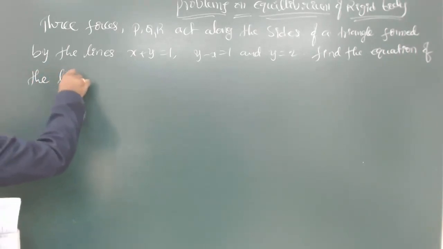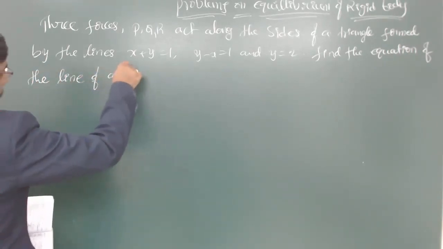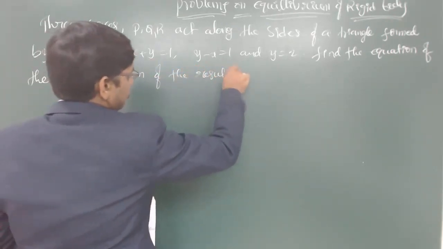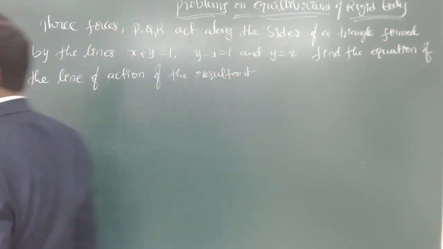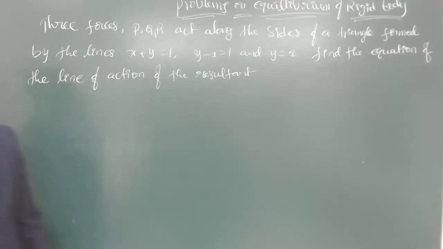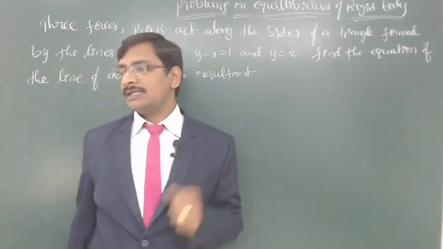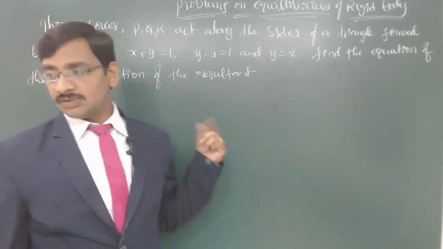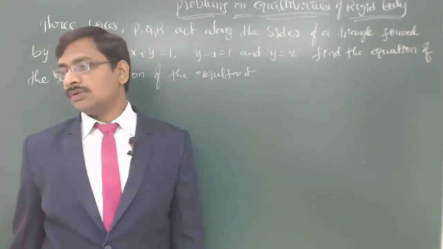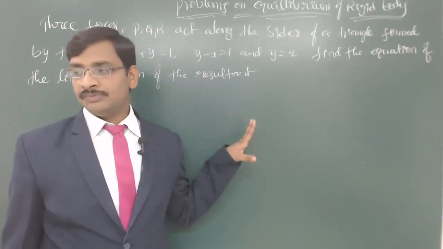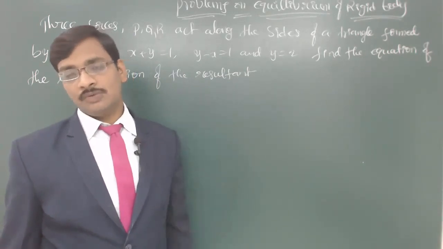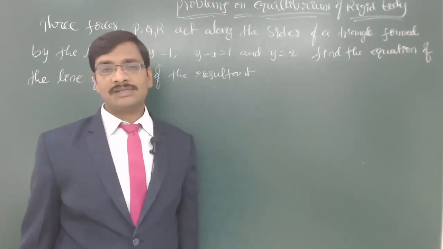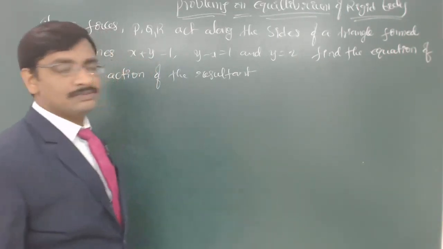The line of action of the resultant. Can you try to solve this? There are three different forces and all three are acting on the sides of a triangle formed by the lines x plus y is equal to 1, y minus x is equal to 1 and y is equal to 2. These are the three different lines on which the line of action of each individual force lies. Now the combined effect of all the forces together, we need to find the resultant line of action. Right? Can you try to solve this?